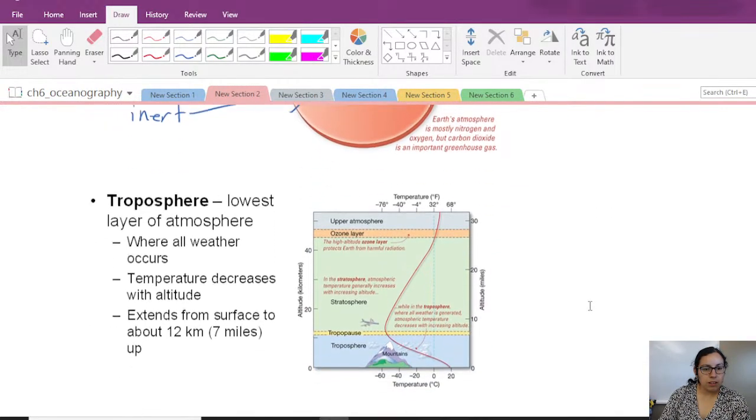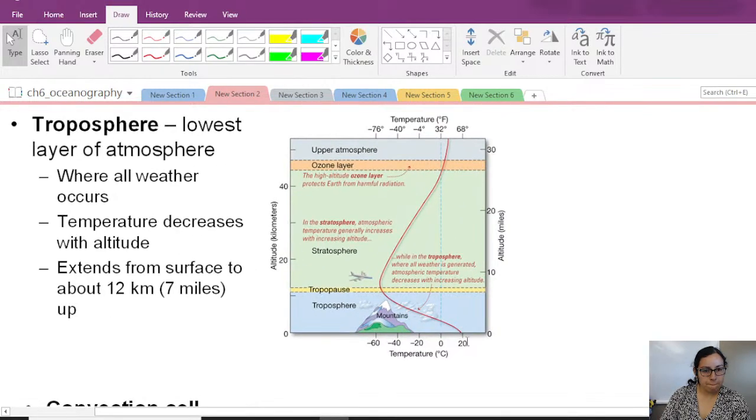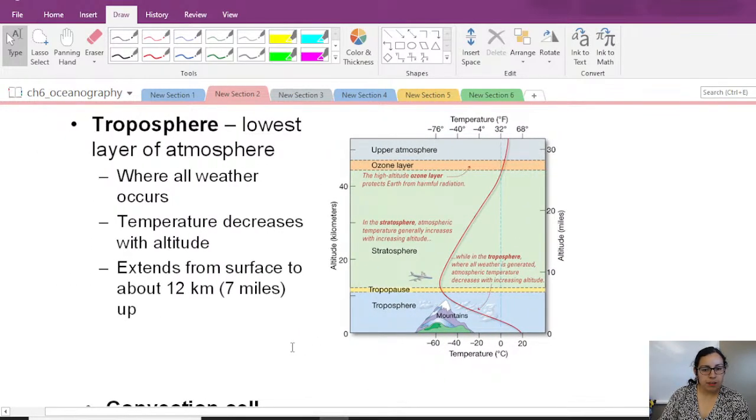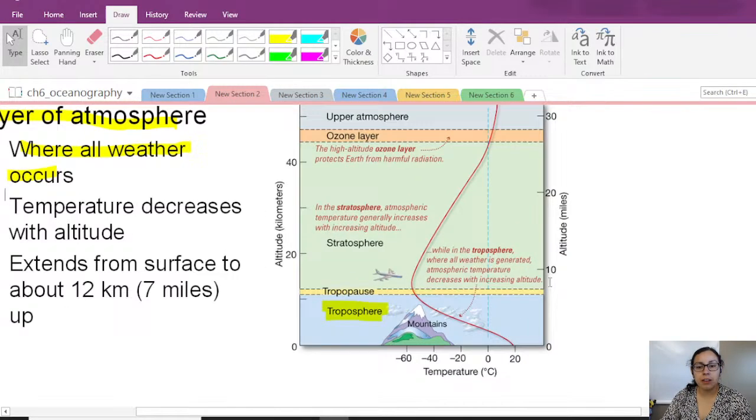All right, so let's look at our atmosphere. So we have our troposphere. This is the lower level, our lowest layer of our atmosphere. This is where all the weather occurs all around here. And of course, if you compare that with our little graph here, and let's zoom in.